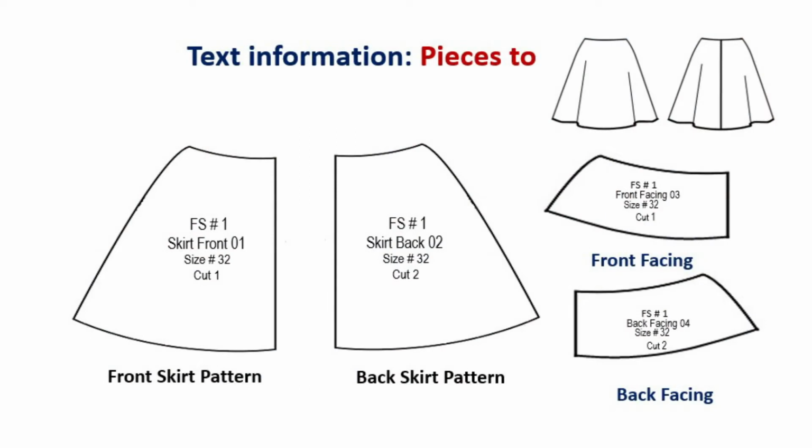Cutting information specifying the number of pieces to be cut for each of the pieces is also very important text information mentioned on the pattern. It should be clearly mentioned how many pieces are to be cut. For example, cut 1, cut 2, cut 4. For example, generally, sleeves would require cutting 2 pieces per pattern if it is not an asymmetrical design.